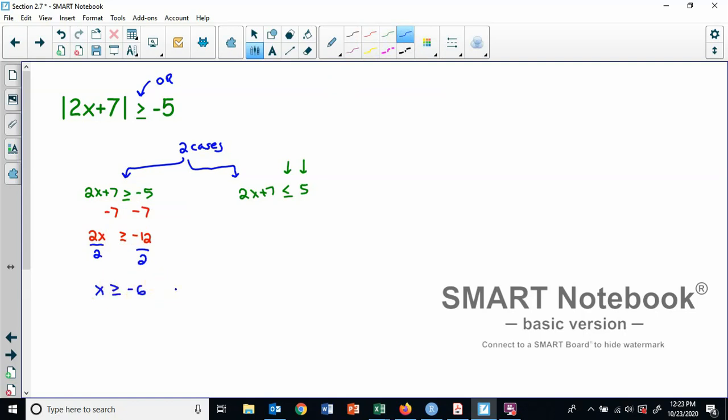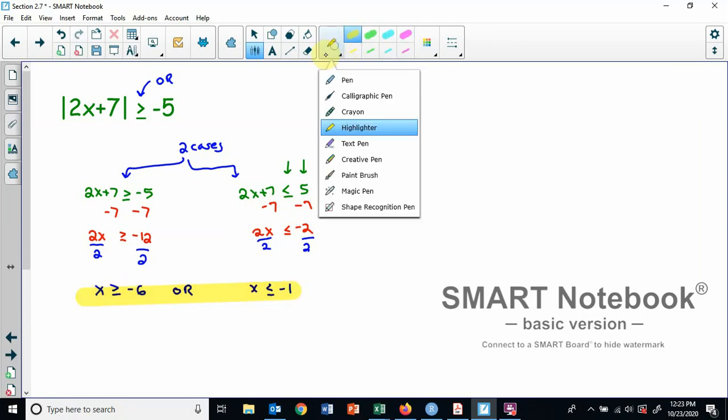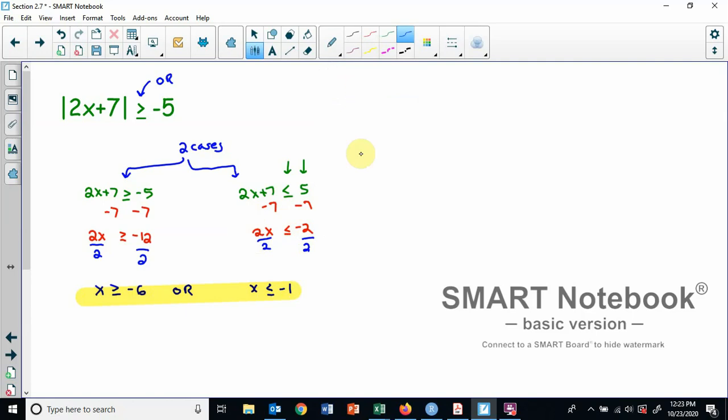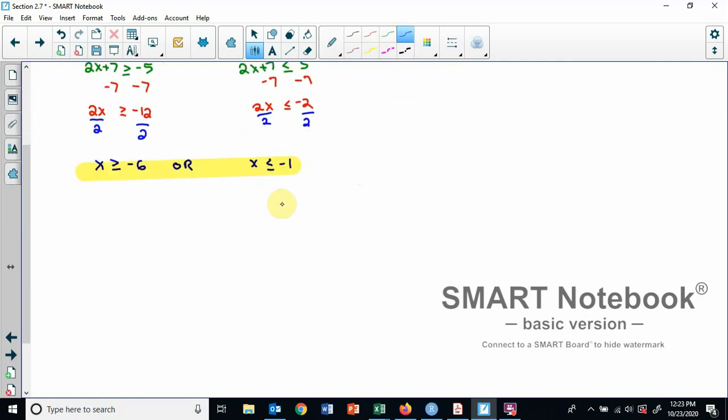Okay? Or, let's solve the other side. Subtract 7. 2x is less than or equal to negative 2. And then finally divide both sides by 2. I accidentally used the same numbers over and over again, so forgive me. And so x is less than or equal to negative 1. So there, I have a compound inequality that I'm ready to convert with my 3-line method. So let's draw our 3 lines and do our 3-line method.